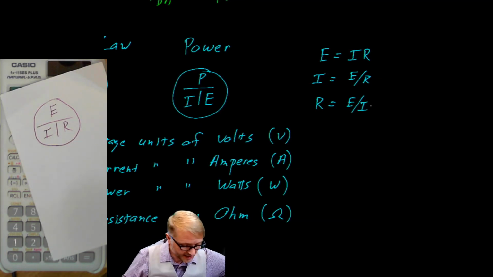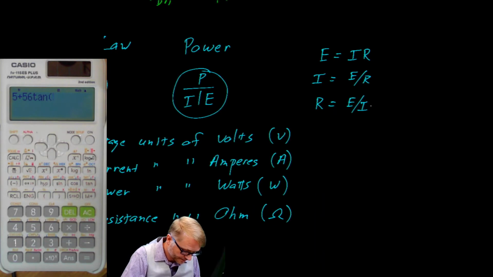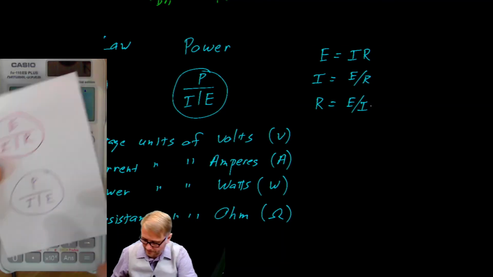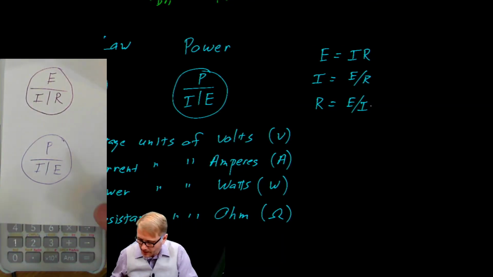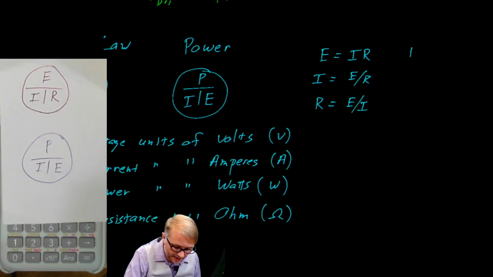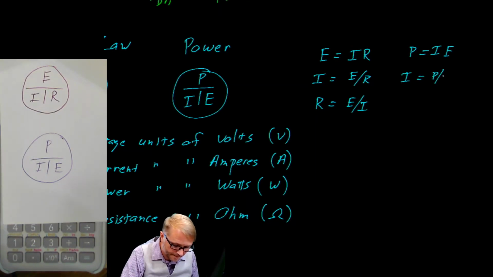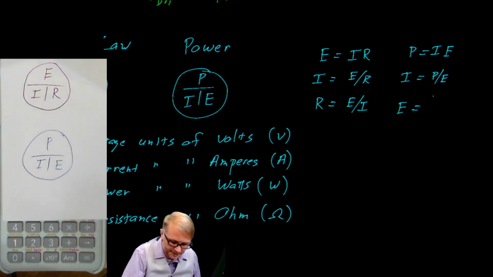We can do the exact same thing for power. So P, I, E. There we go. So there's pie. And we do the same thing. We cover up P. So power is a current times a voltage. And you could do the rest again with the cover-up method. And E, again, so E is a power divided by a current.